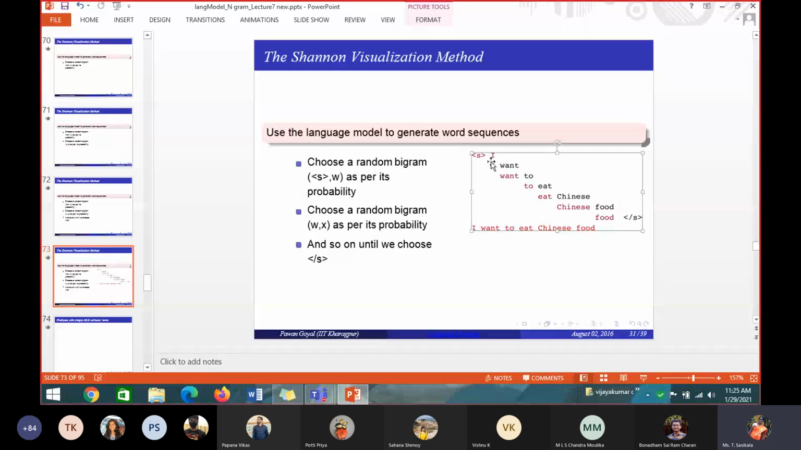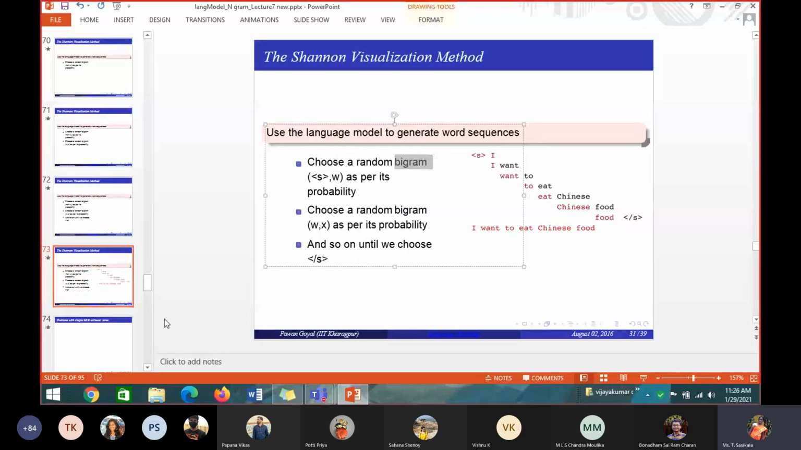Given the word W, what will be the next word? X. X is chosen as per the probability, and I have to continue until we choose slash S, until we reach slash S. Okay, this is called the Shannon visualization method that uses the previous word bigram probability. Here I will be choosing the random bigram by probability.